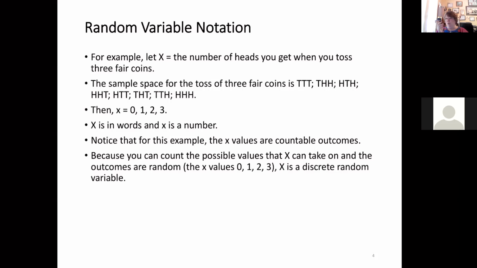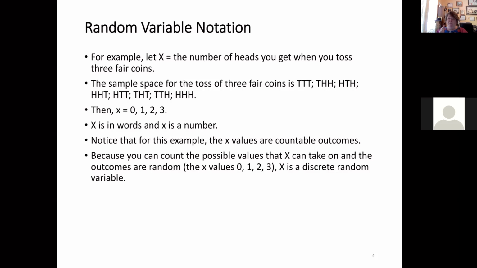Then you could get just 1 head, so you could toss your 3 coins and the first one's a head and the second 2 are tails, or the first is tail, the second is head, the third is tail, or the first 2 are tails and the last one's head. And the last outcome you could get in your sample space is that they could all turn out to be heads.